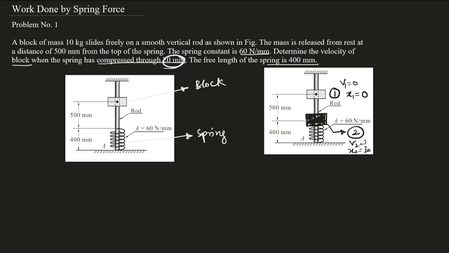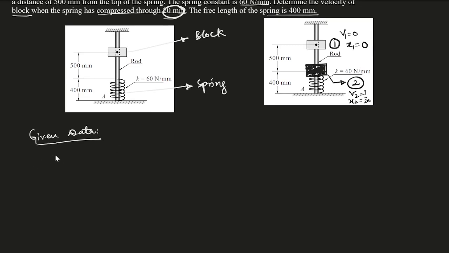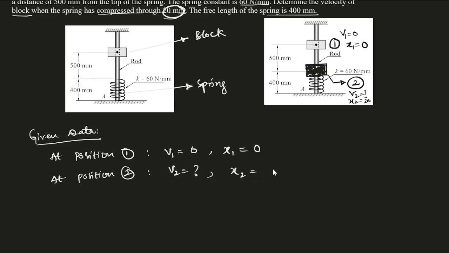Fine. So given data, initial condition at position 1: v1 equal to 0 and x1 is 0. Initially the spring is not deformed. Now at position 2, the block has been released from the top and the spring has deformed. So we have to find the velocity. v2 is the question mark and x2 is 20 mm.